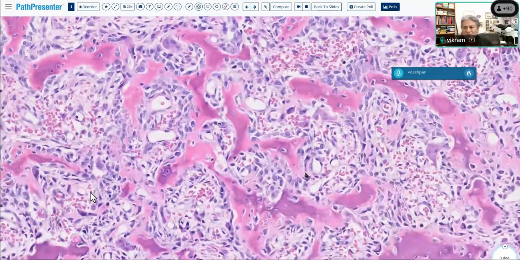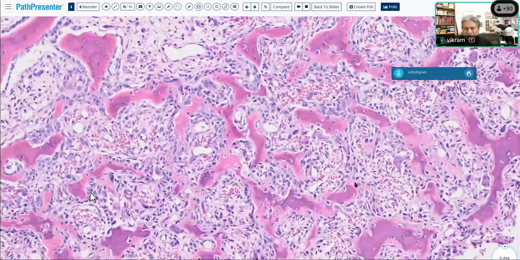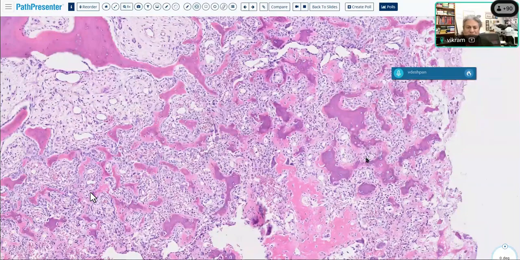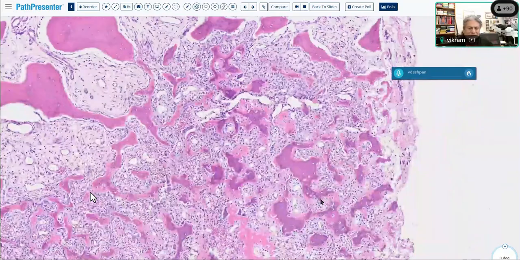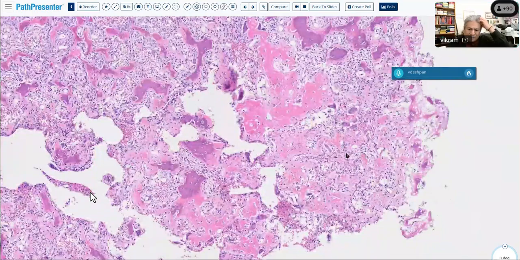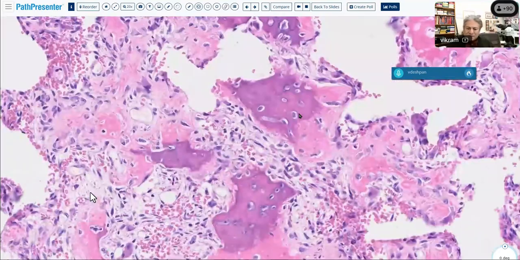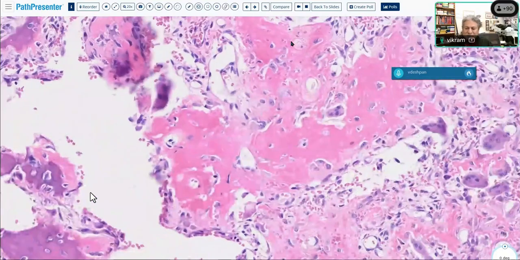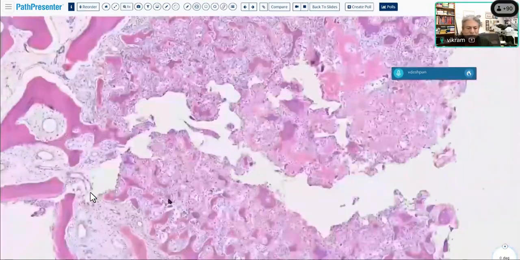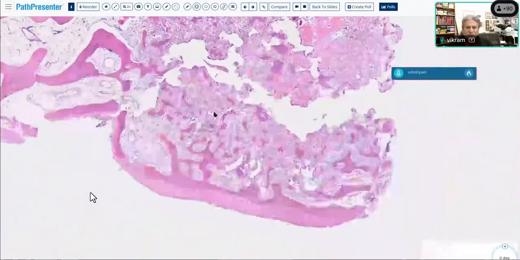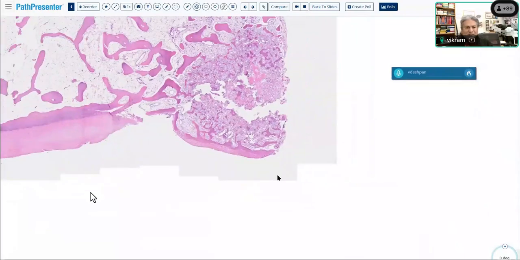If you were to use immunohistochemistry, you would use FOS and FOSB, but you don't need that. This is a very classic lesion. And then you can see parts of these are more ossified, and there is more normalization of the nuclei. In other areas, you have bigger seams of bone. So this is a very classic osteoid osteoma.